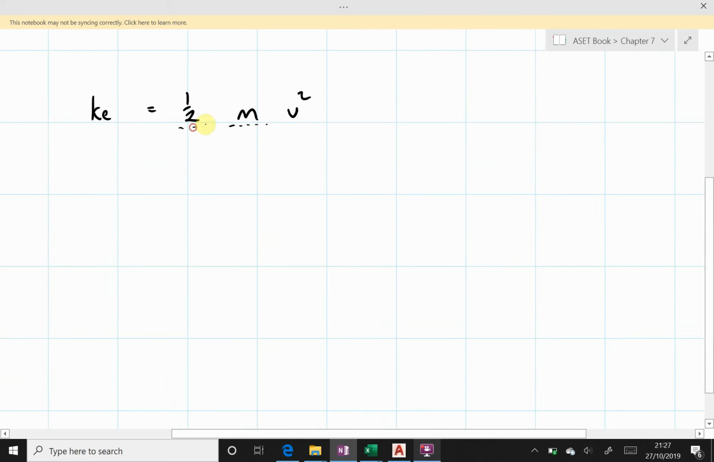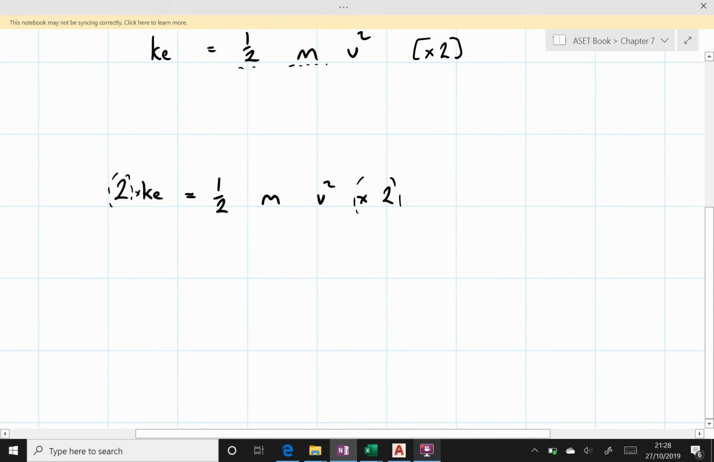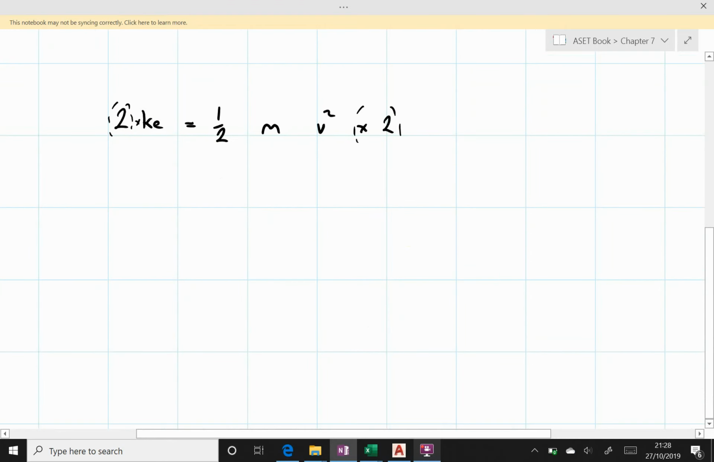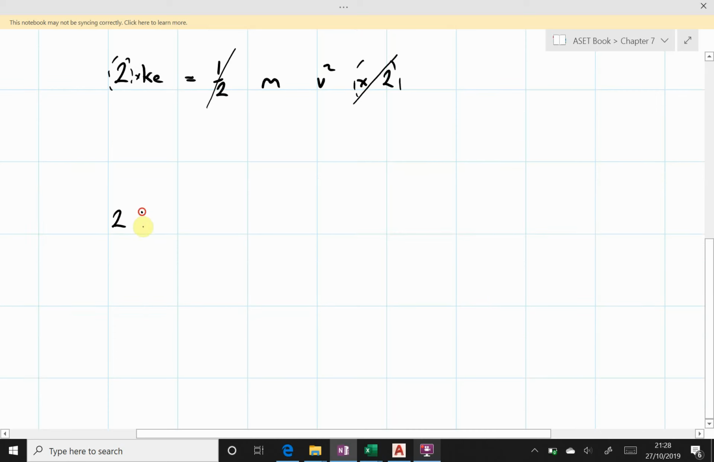So to get rid of the half, we saw the last time that we needed to multiply both sides of the equation by 2. And so that became 2 times kinetic energy equals a half m v squared multiplied by 2. So we multiplied the right hand side and indeed the left hand side by 2. We've seen in the previous video, of course, that the half and the 2 cancel each other out, and so we're then left with 2 times kinetic energy equals m v squared.